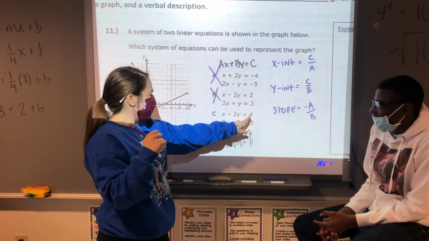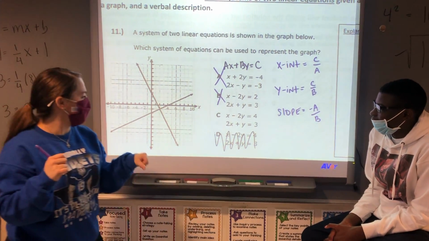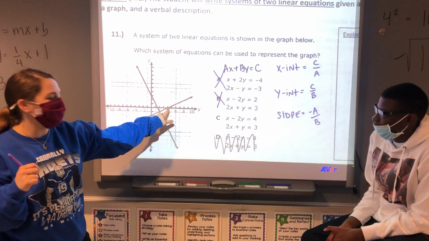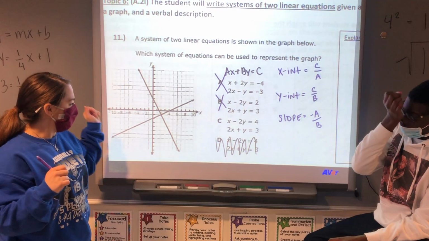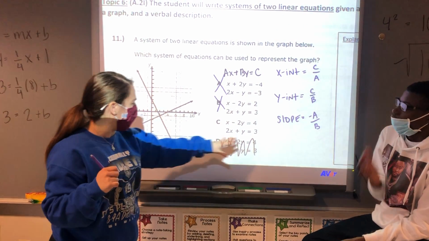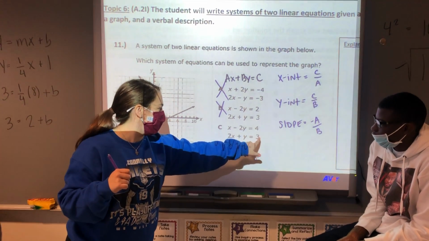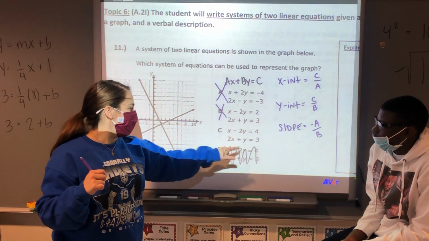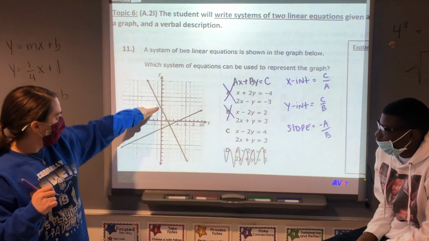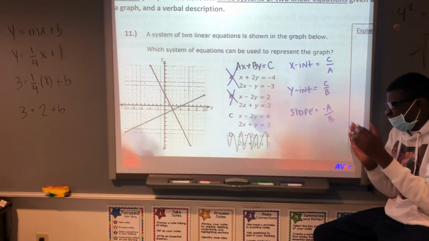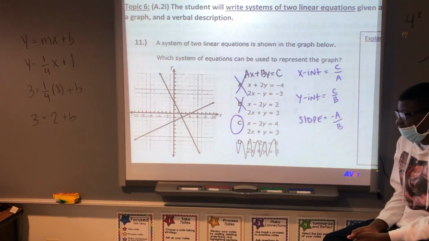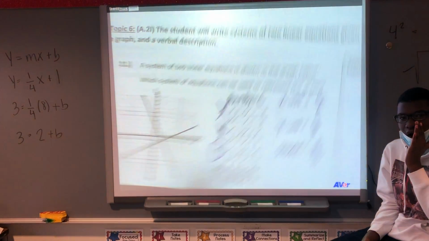Okay. The next one, 4 over 1 for the x-intercept. Looks like I do have a 4 as an x-intercept for one of my lines. Let's look at the other graph. Let's look at their y-intercept. 3 over 1, which is 3. Yep, it's up there. Okay, we're good. We found our answer. It is these two.